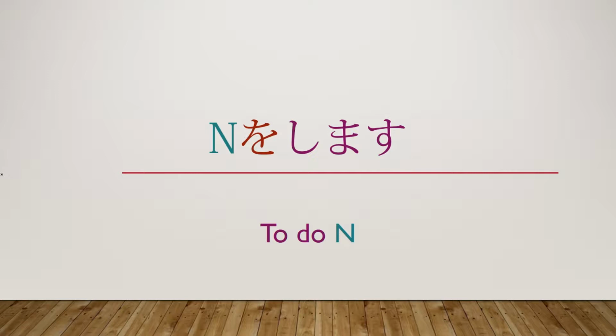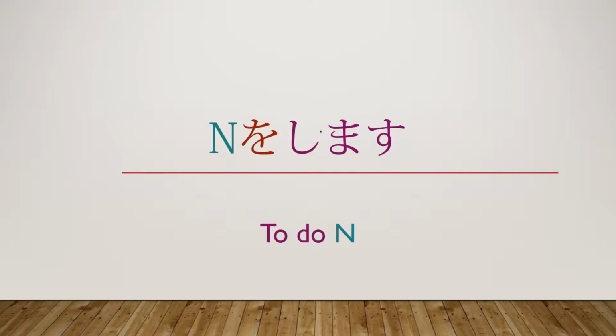That is Noun o shimasu. Okay, let's go ahead and dive right into this. So the first thing we should notice is that this is very similar to the structure that we covered last lesson, which was noun o transitive verb. All this is basically a more specific instance of noun o transitive verb.